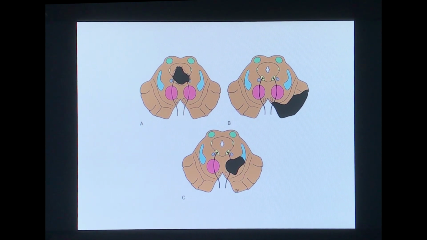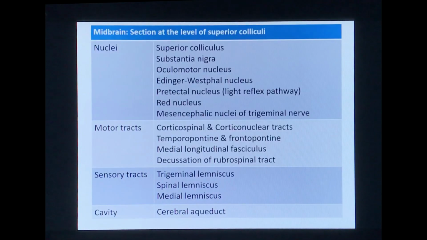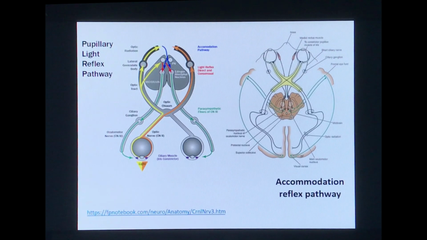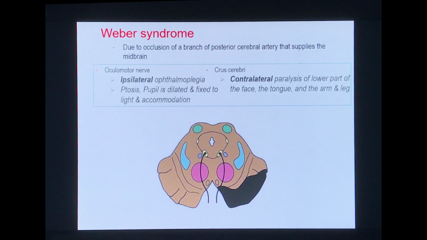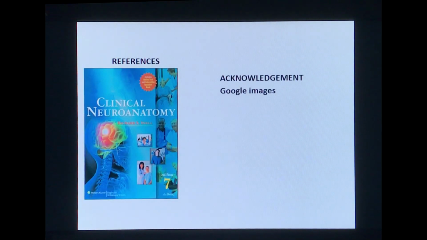So that completes the third part of the brain stem neuroanatomy. My reference is Clinical Neuroanatomy by Snell, and the pictures I have taken from Google Images. So that completes the external and internal features of the midbrain.